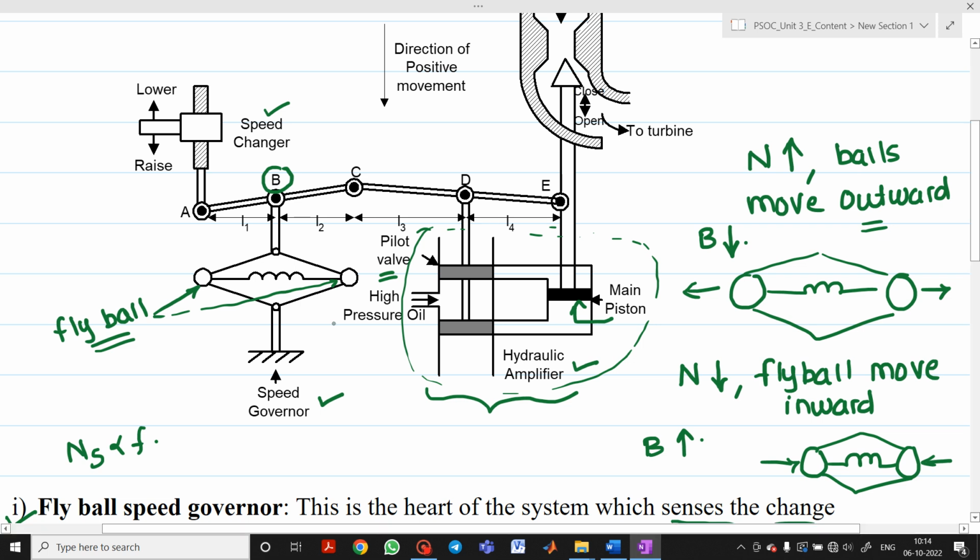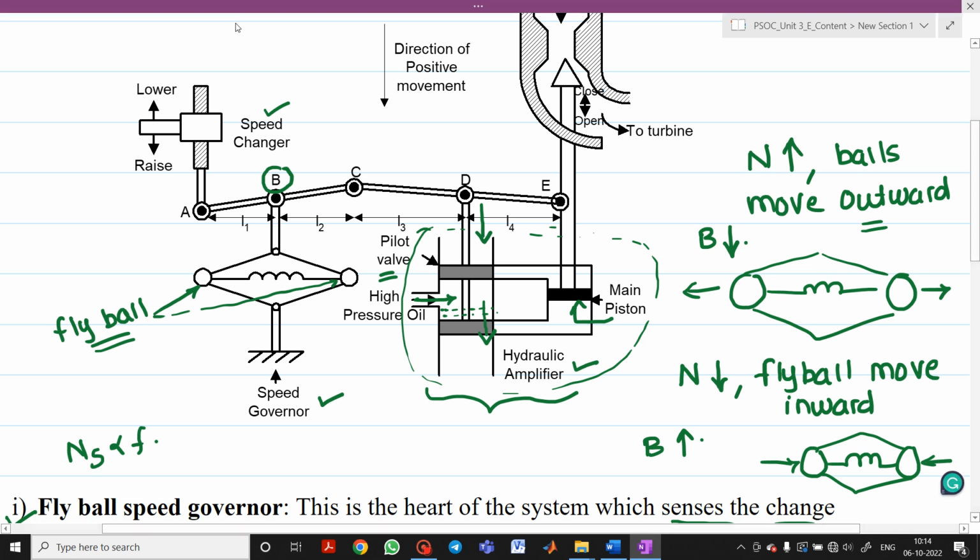So let's see what happens here. Now high pressure oil will enter from this gap. As high pressure oil enters from this gap, it will be accumulated here. Because of that, this piston will move in the downward direction. As it moves in the downward direction, your point D will also move in the downward direction.